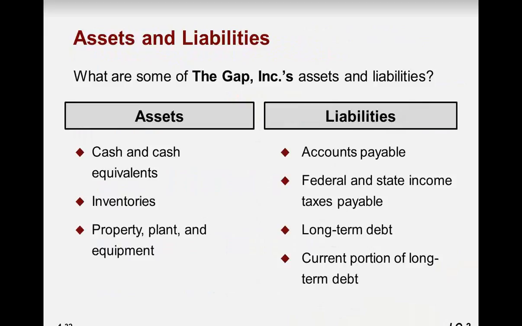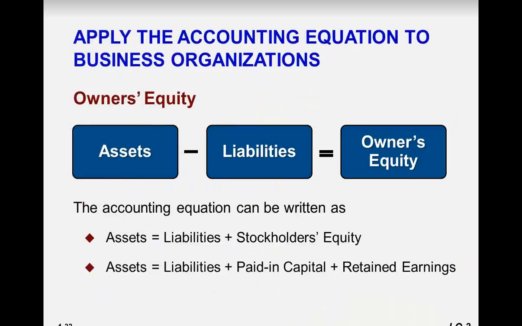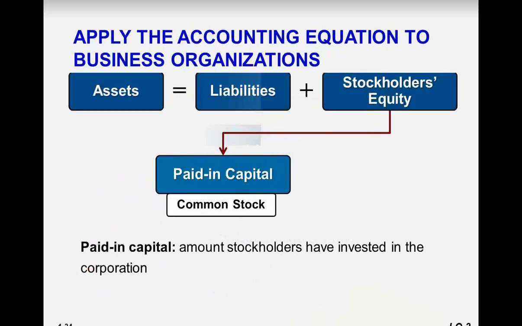Okay, and this is just looking at the Gap, which was the company shown, and they're showing us what this company's liabilities and assets are. We're talking more about how we can manipulate the accounting equation. Assets minus liabilities equals owner's equity. Assets minus owner's equity equals liabilities.